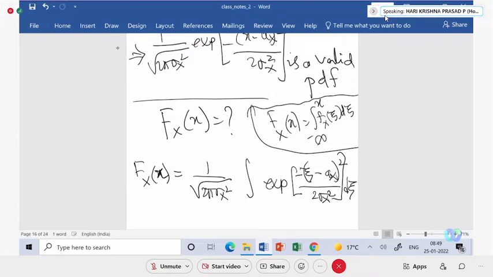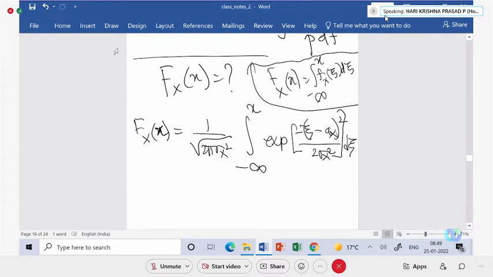The reason is the limits are to be taken as minus infinity to x. If I put the independent variable within the integrand also as x, then I will not be able to distinguish between limits of integration and the independent variable. That's why I have changed the independent variable to xi, a new variable. And the upper limit for the integration is small x.